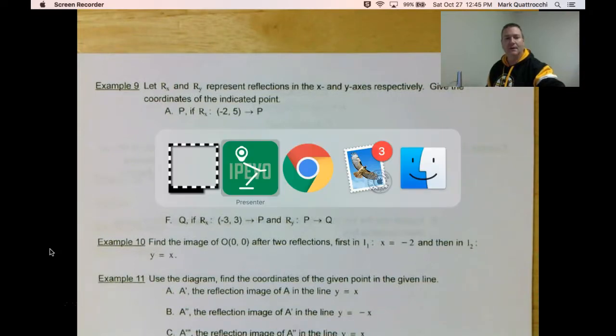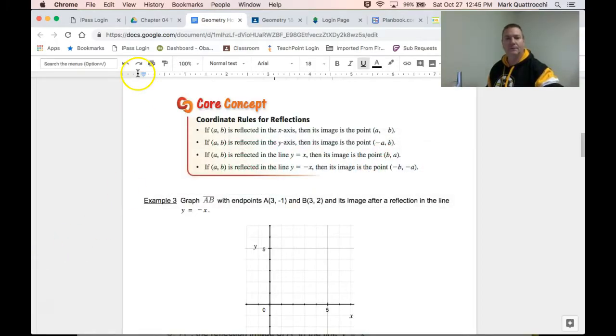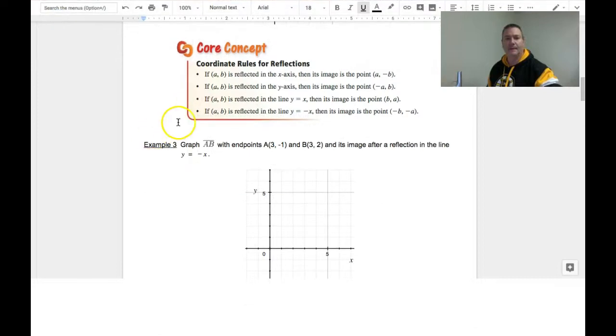So I'm going to go to those rules right here. If you have a point (a, b), it's reflected in the x-axis, then we now have (a, -b). So in other words, if the point was 3, 4, now it's 3, -4. Conversely, if we're reflecting in the y-axis, then the x-coordinate changes its value from positive to negative or negative to positive. So again, if we have 3, 4, then it becomes -3, 4.